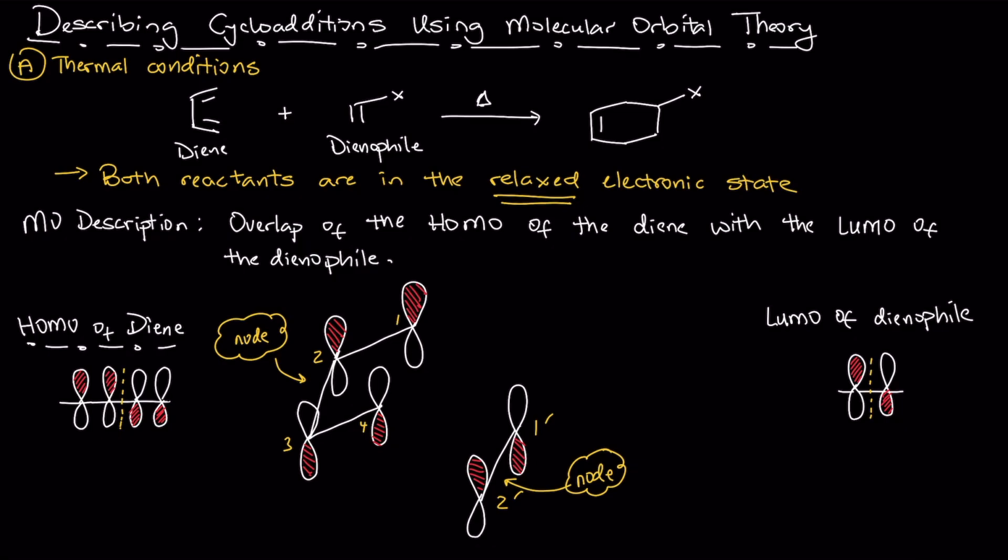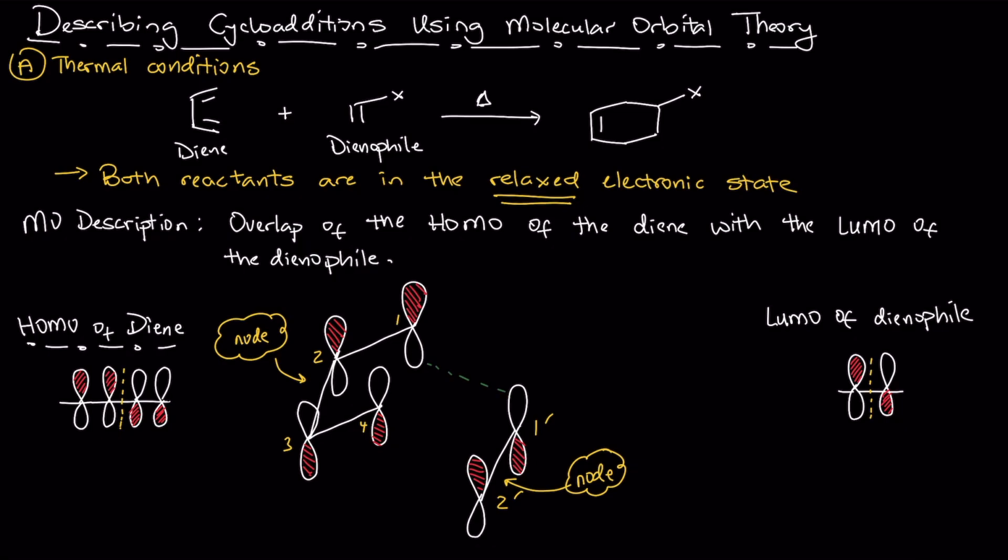But what you want to do is see, can you map on the shaded area between your diene end and your dienophile end, or the unshaded area between your diene end and your dienophile end? In other words, can you make sure you have a constructive overlap between 1 and 1' and 4 and 2'? And under thermal conditions, we can see that we can.